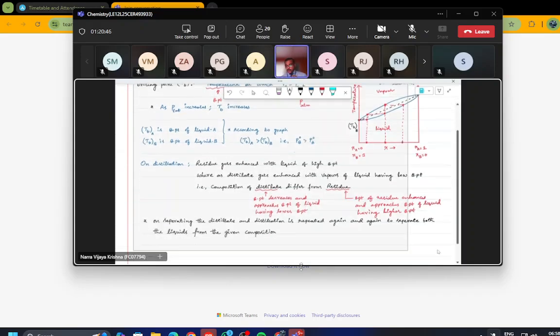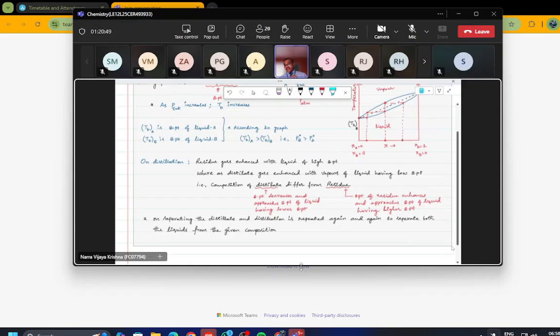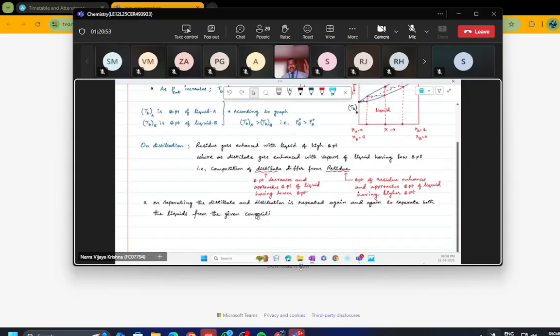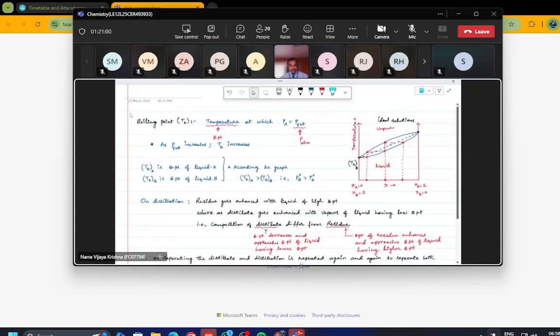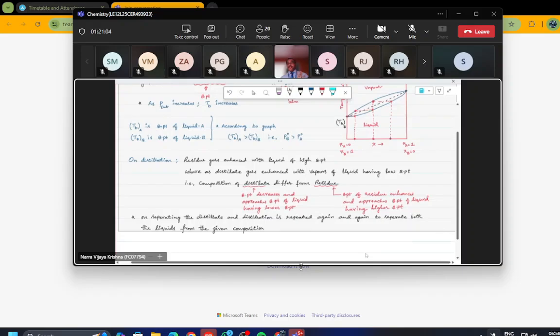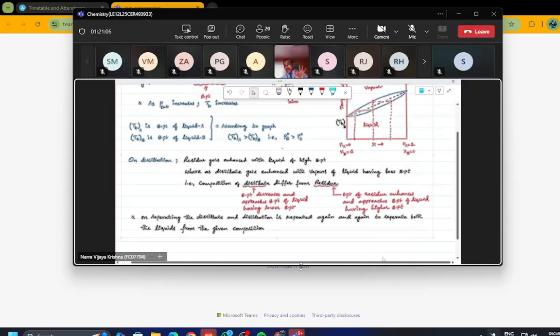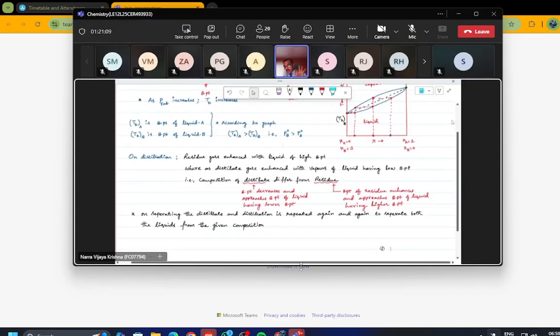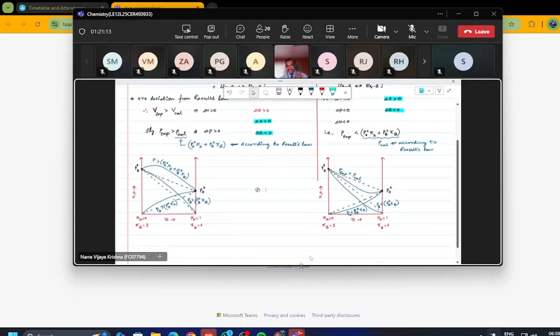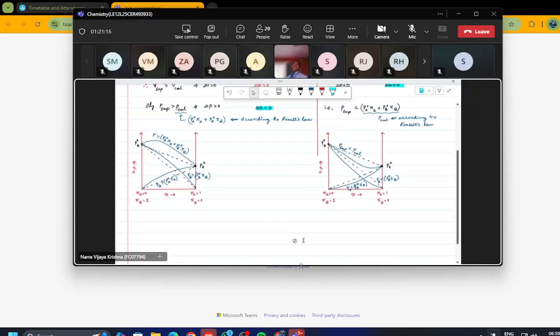So is this the boiling point of an ideal solution or non-ideal solution? Ideal only, right? This is also the composition of ideal solutions, right? Now I am coming back to our study. Now we need to study about non-ideal solutions.